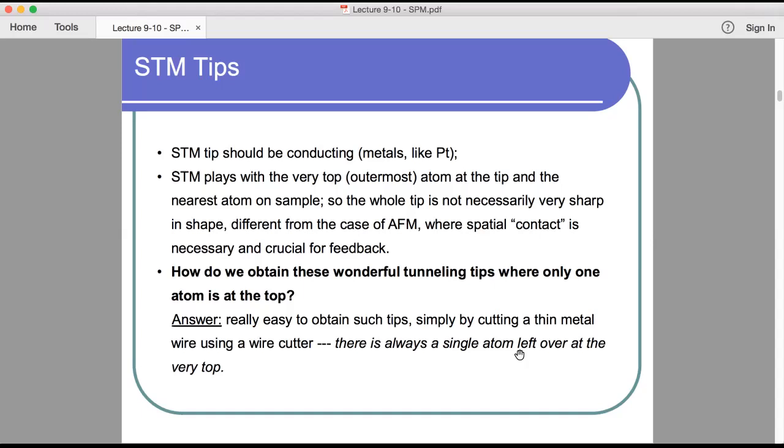Now, this is very different from the case of the AFM, where the spatial contact is very crucial for the feedback. But in the STM, the tip doesn't have to be sharp from the beginning to the end. If you take a wire and cleave it using a knife, you will get a sharpened wire with one tip at the edge. So how do we obtain these wonderful tunneling tips where only one atom is at the end of the tip? You can easily obtain it simply by cutting a thin metal wire using a wire cutter, right? So there's always a single atom left over at the very end of the tip.